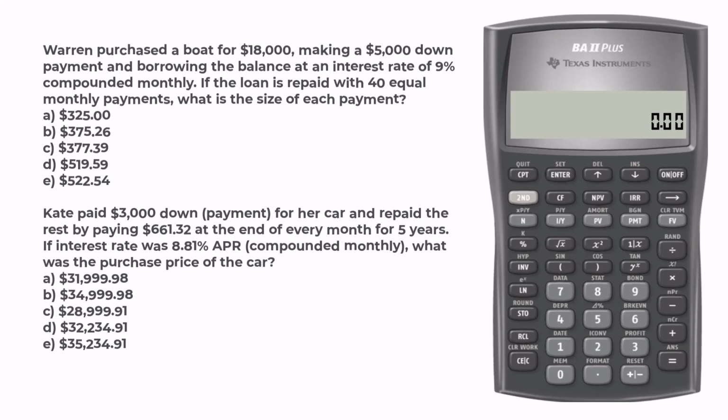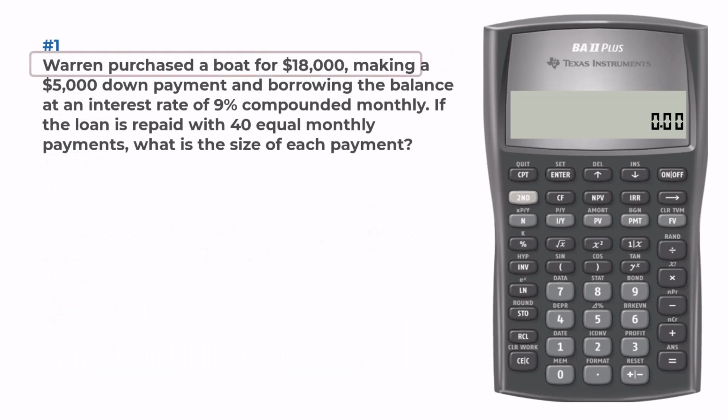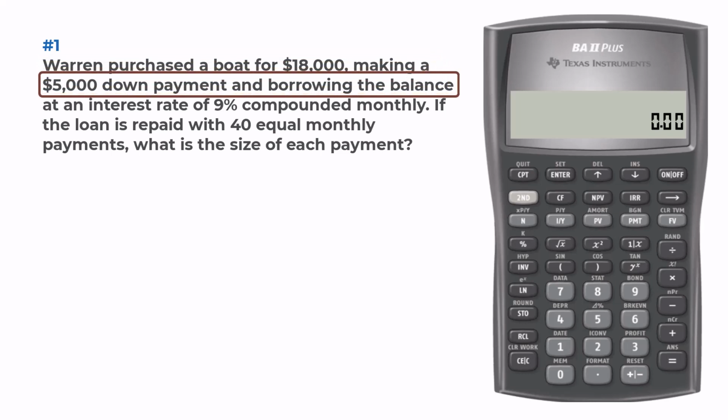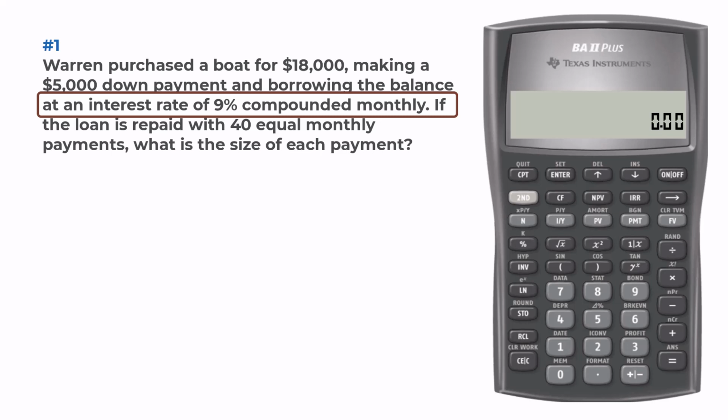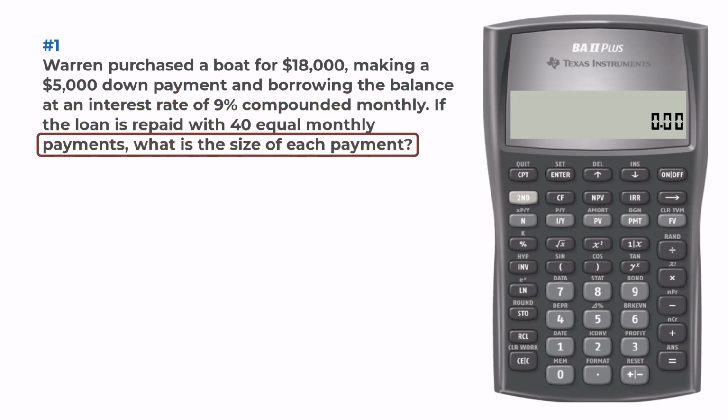In this video, I will be answering these two time value of money questions involving down payments. Number 1. Warren purchased a boat for $18,000, making a $5,000 down payment and borrowing the balance at an interest rate of 9% compounded monthly. If the loan is repaid with 40 equal monthly payments, what is the size of each payment?